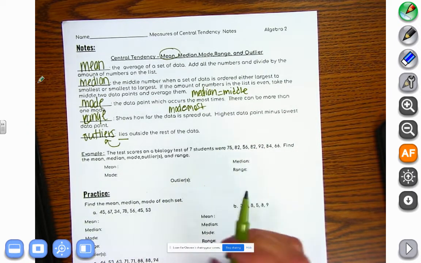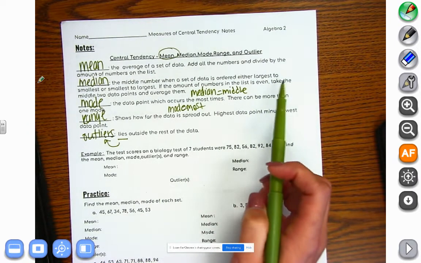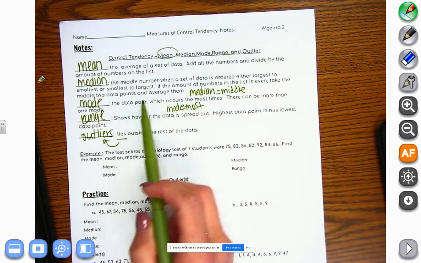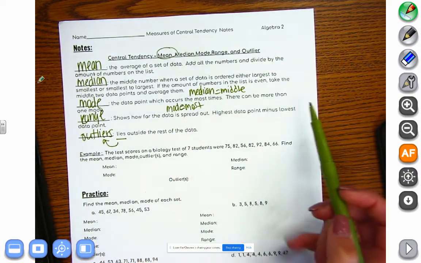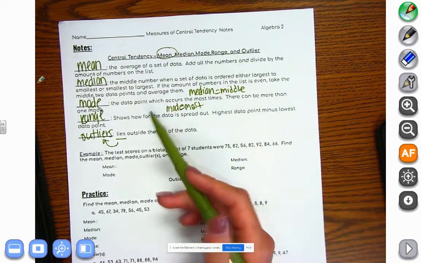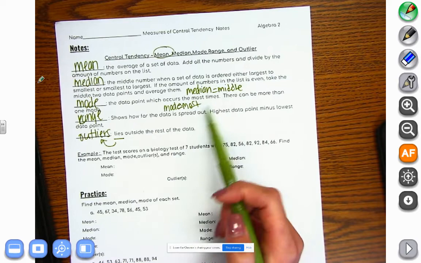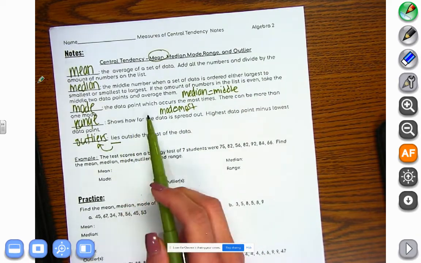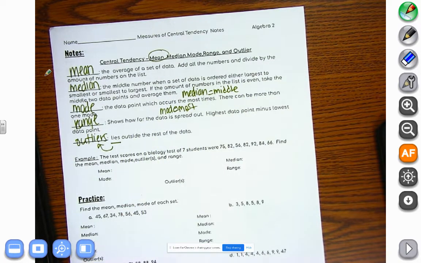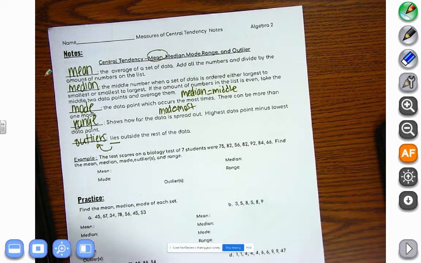Our median is the middle number when a set of data is ordered either largest to smallest or smallest to largest. If the amount of numbers in the list is even, you would take those two data points and average them together. So you would find your mean of those two numbers. Mode is the data point which occurs the most times. There can also be more than one mode.